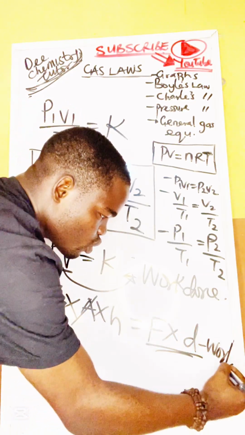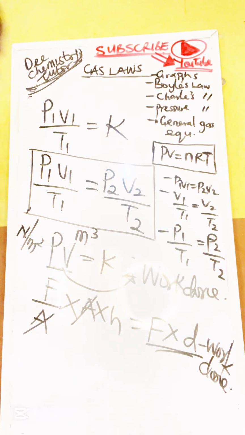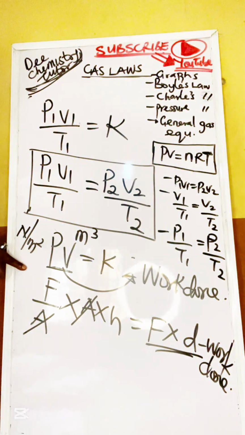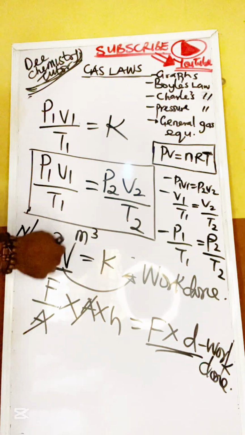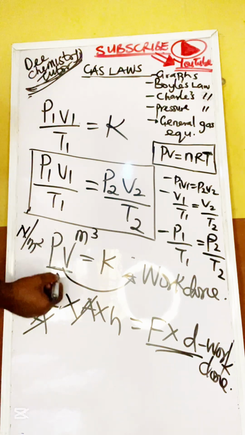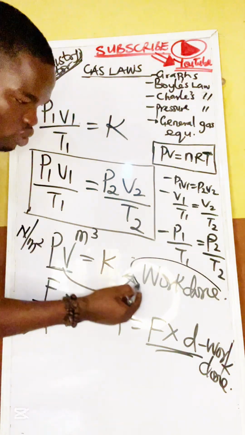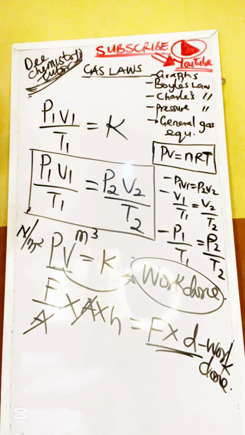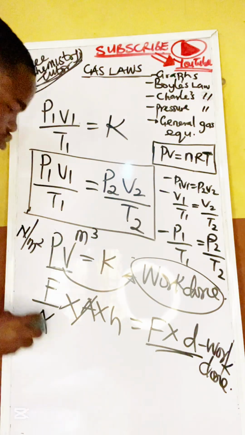Work done. UI post-UTME, they ask this particular question. So I'm just chipping in. JAMB can ask you this, especially when they're talking about dimensions in physics. So this is very, very important. Please don't forget. So Boyle's law constant is work done. JAMB question.